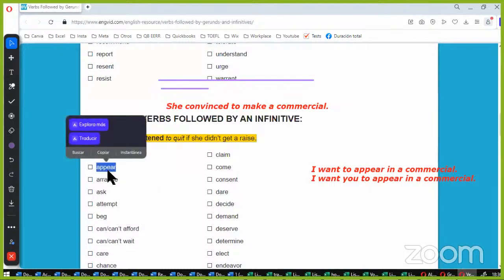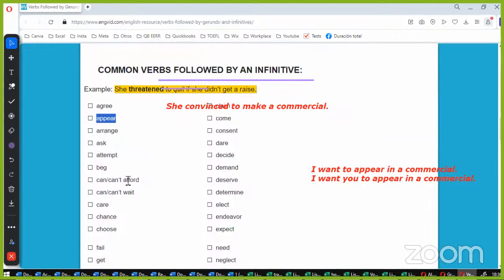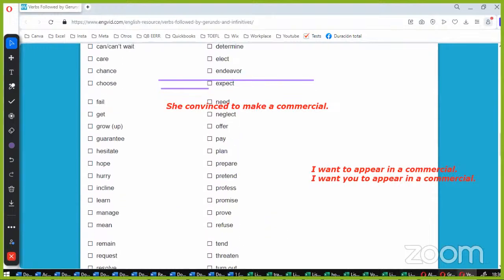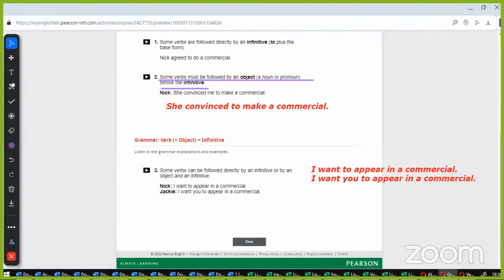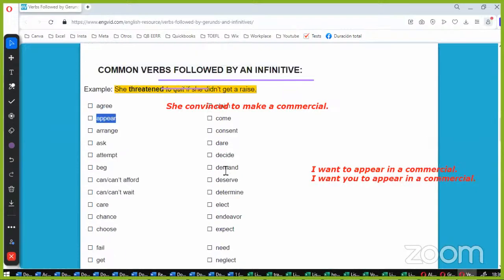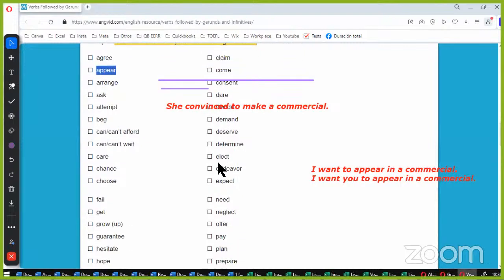Appear is here. Where is convinced? Oh, it's not there. Convinced. Yes, it's not there because this list has some verbs, but it doesn't have all of them, because if you really put all of them, it would be very long. It should be here, convinced, actually, but it's not. But there's another list that I'm going to send you.